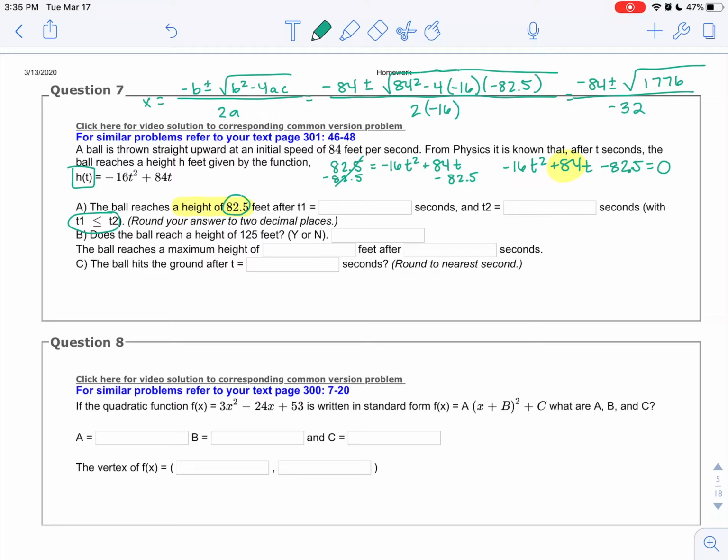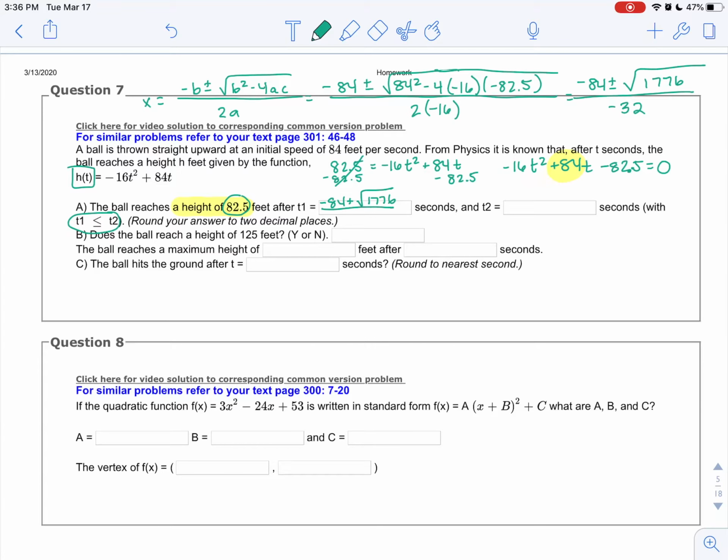And at this point, because I'm doing this on the computer, I think I'm just going to go ahead and plug it in at this point instead of trying to simplify all this out, because the 84 and 32 don't divide out. They can be simplified a little bit, but I'm just going to plug this in and see what happens. So I get negative 84 plus the square root of 1776 all over negative 32. And actually, I can simplify this.